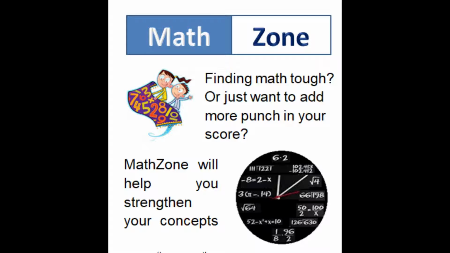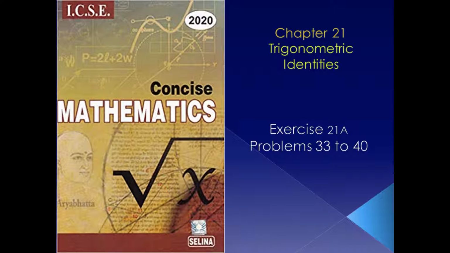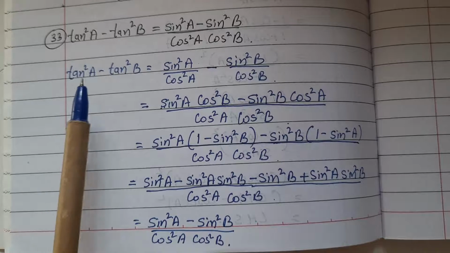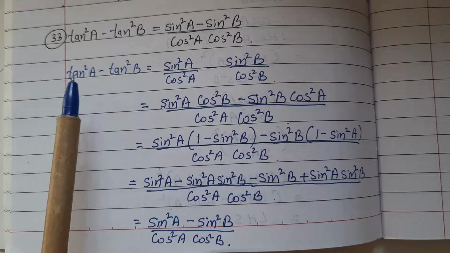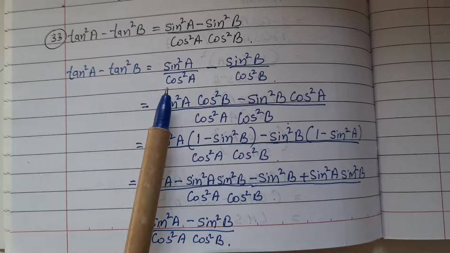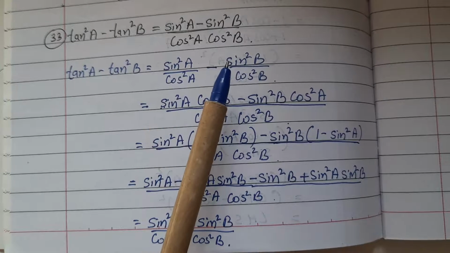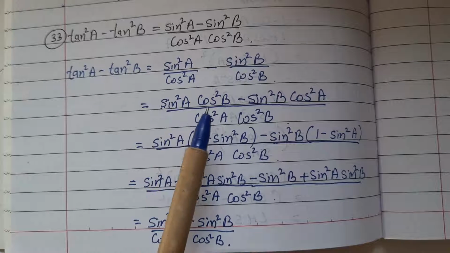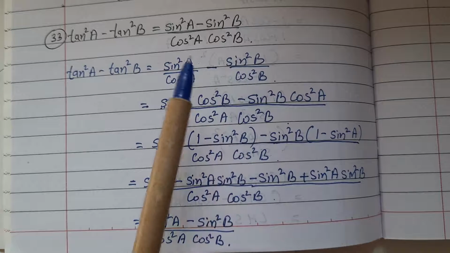Selena, Class 10, Chapter 21, Trigonometrical Identities. Sum number 33. Left hand side is equal to tan square A minus tan square B. Tan is sine upon cos. So sine square A upon cos square A minus sine square B upon cos square B. LCM of the denominator is cos square A into cos square B.